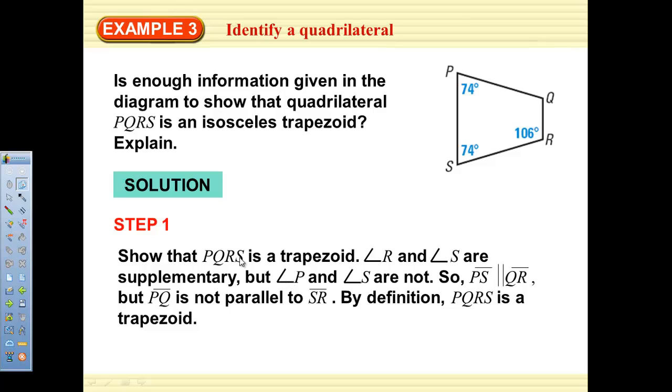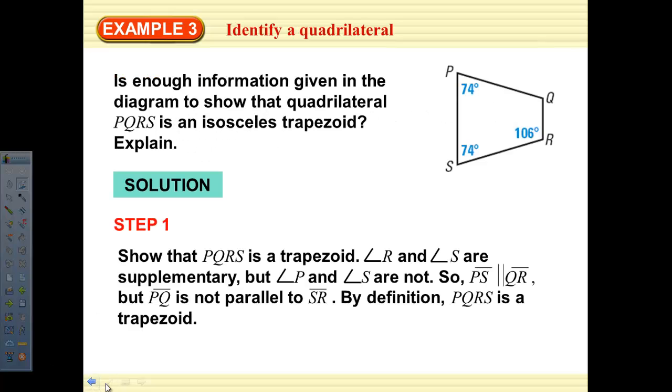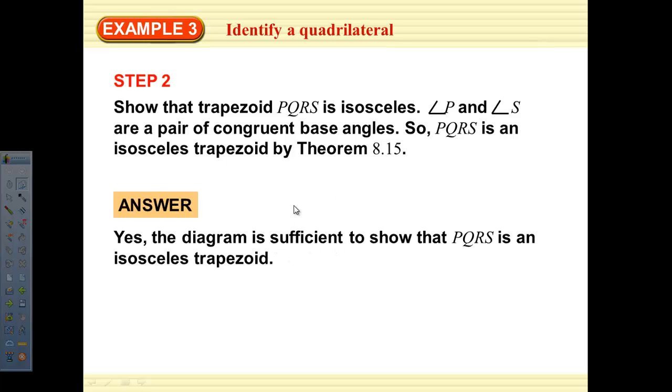First of all, we want to prove it's a trapezoid. So we know that these two angles are supplementary, therefore QR and PS are parallel. Since QR and PS are parallel, we know it's a trapezoid. Then we want to prove that it's an isosceles trapezoid. So we know P and S are congruent base angles, and we also know by the work that we did that Q and R are also congruent base angles. So therefore, we have enough information there. Therefore, it is an isosceles trapezoid.